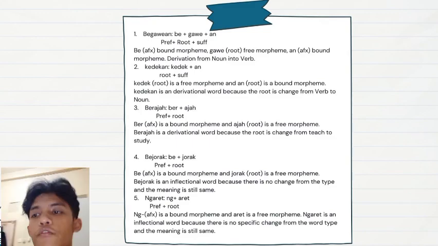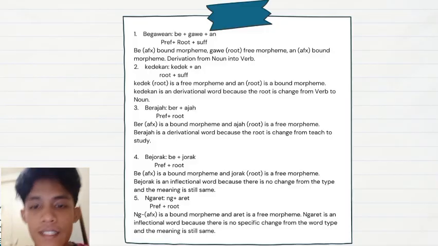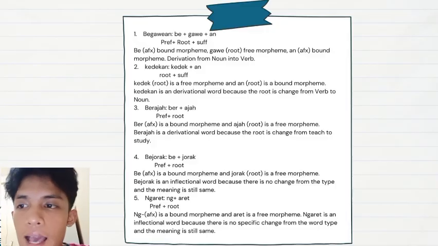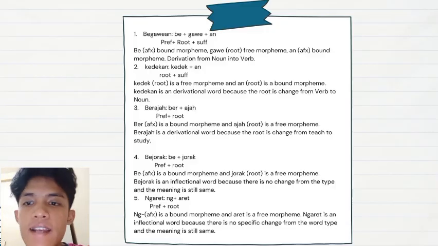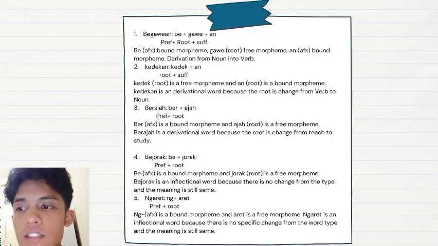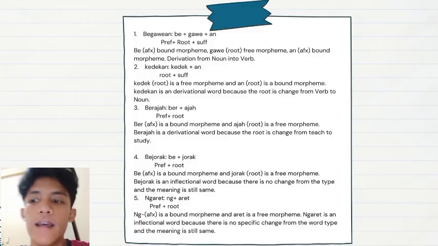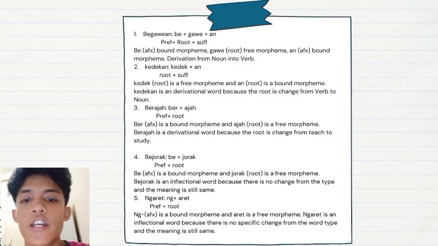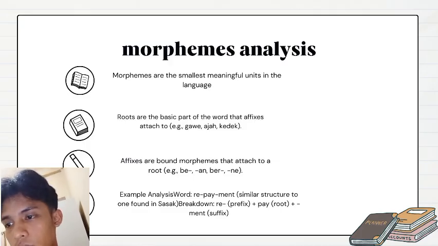The fifth is ngaret. In ngaret, the ng is a prefix, and aret is a root. The ng, as an affix, is a bound morpheme, and aret is a free morpheme. Ngaret is an inflectional word because there is no specific change in the word type, and the meaning of the word is still the same. So we go to the next slide.